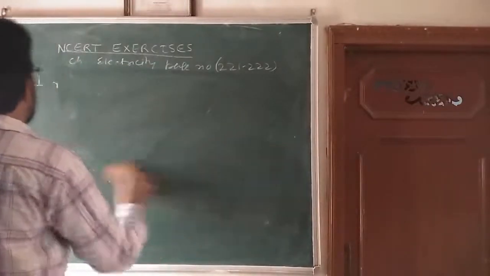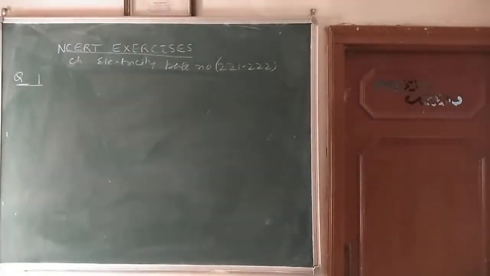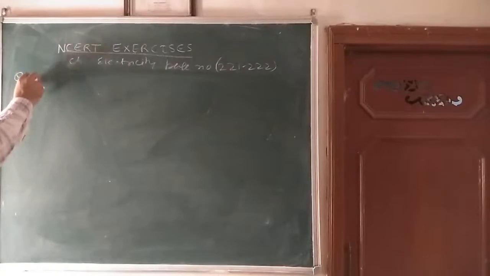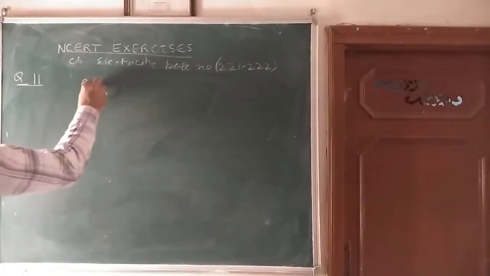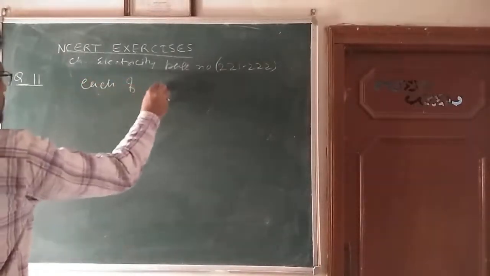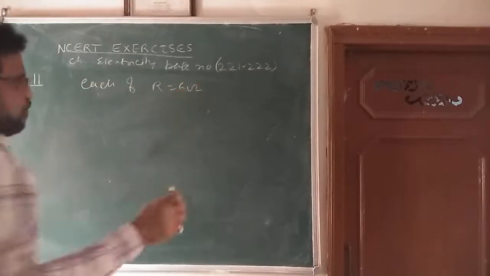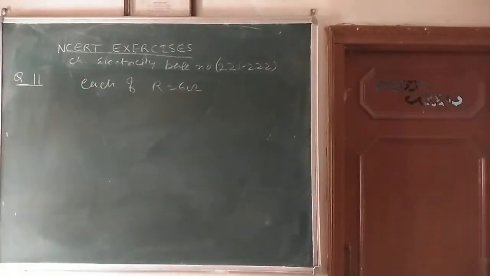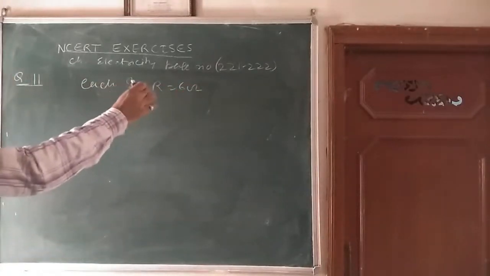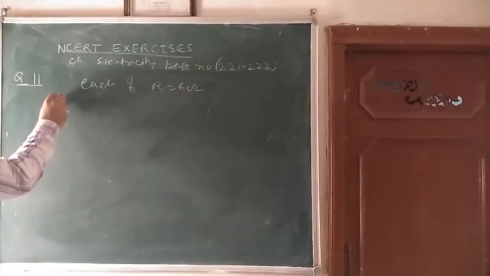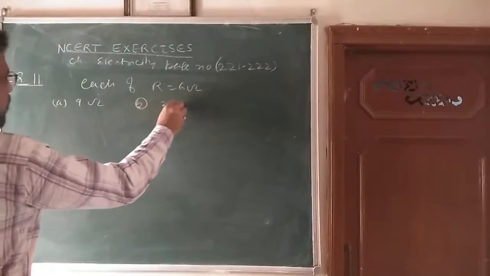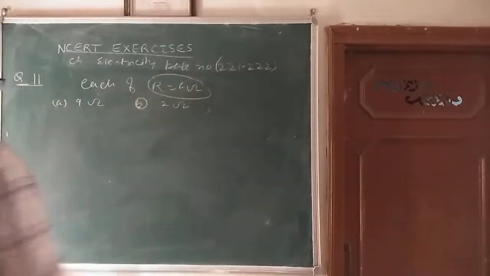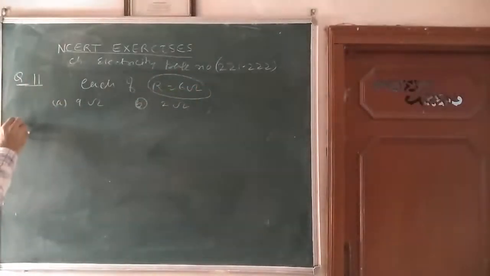See question number 11. Question number 11. Show how you would connect 3 resistances, each of resistance 6 ohm. 3 resistances of 6 ohm are given to you. Then the combination has a resistance of 9 ohm and 2 ohm. How will you join these 3 resistances? See for first.